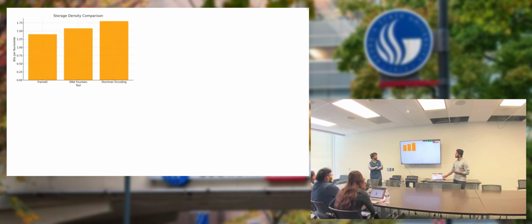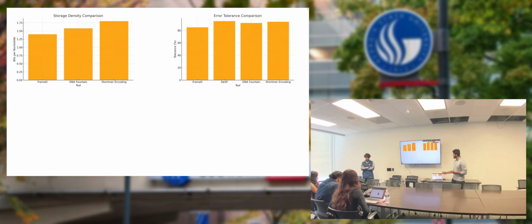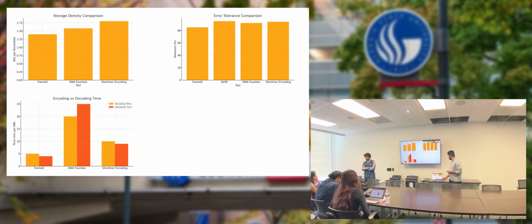So this is just a graph of how the storage density compares across all of those tools. FrameD is lower than the DNA fountain tool, and short-mer has the highest storage density. And this is the error tolerance for each tool. This shows that DESP has the most error tolerance, up to 95%.